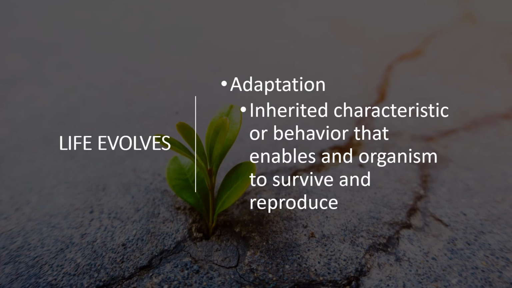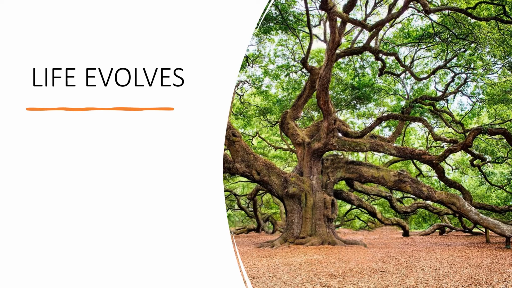Now, these examples and the countless other examples that you can think of right now illustrate adaptation. An adaptation is an inherited characteristic or behavior that enables an organism to survive and reproduce successfully in an environment. Now, where do these adaptive traits come from? The answer lies in natural selection.